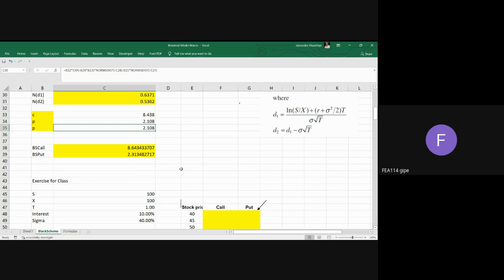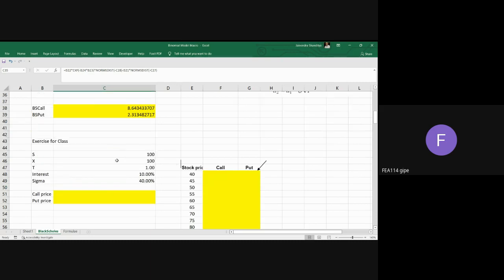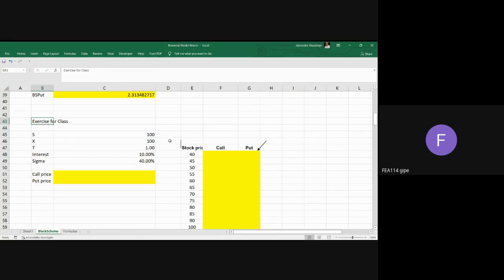So with that, now we come to an exercise where I have changed the stock price to 100, the exercise price to 100, time to 1 year, interest to 10%, and volatility to 40%. Based on this, you have to calculate the call price and put price using BS call and BS put.